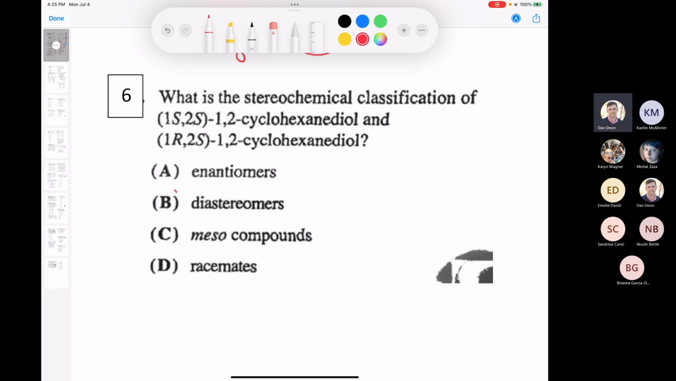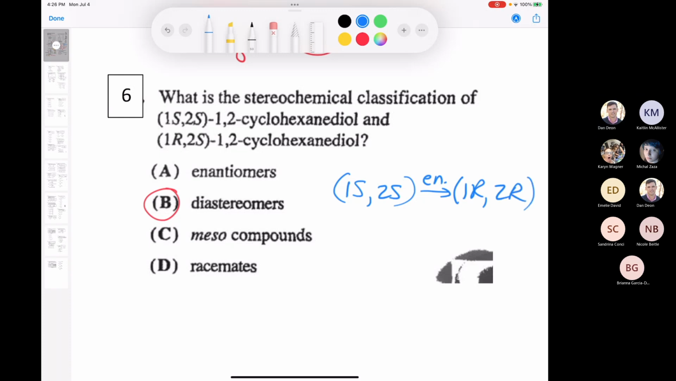Yeah, absolutely. Thank you. All right, and how did my students know that? So if you're confused, if you don't remember, let's just review quickly. If you have 1S and 2S, to make the enantiomer, you have to switch both. You'd have to have 1R, 2R, right? If you reverse every stereocenter, you get an enantiomer.